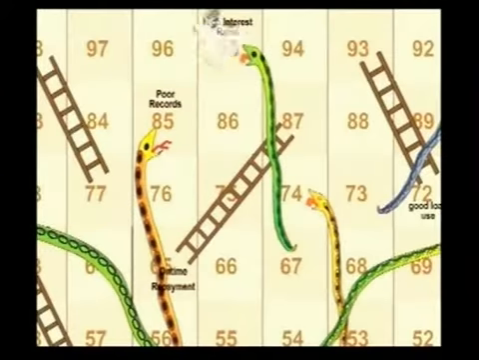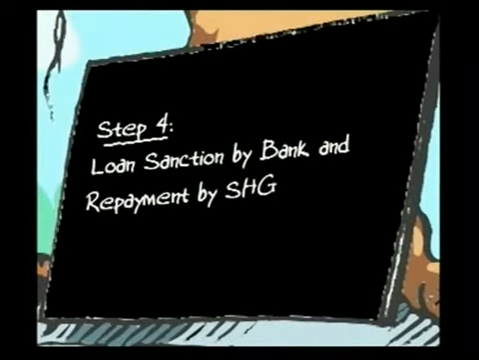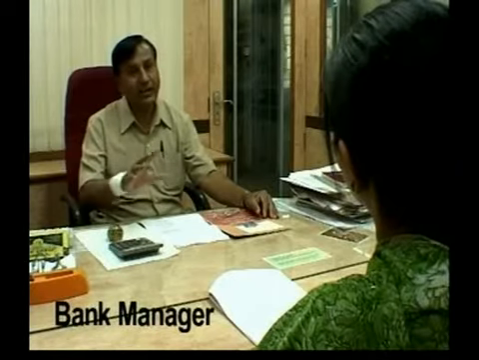Step 4: Loan sanctioned by the bank and repayment by the SHG. In whose name is the loan to be sanctioned to the SHG? In the name of the SHG and not in the name of any member. And what would be the quantum of the loan given? 1 to 4 times or more. What constitutes the savings of the group? Balance in the SB account, net cash in bank, amount lent within the SHG, amount of interest earned and any other receipt.